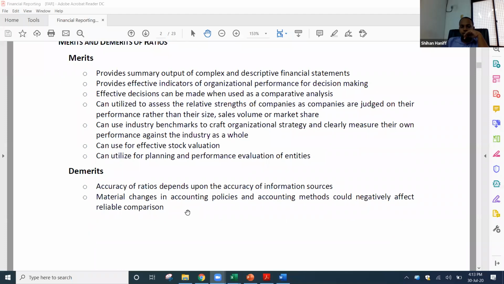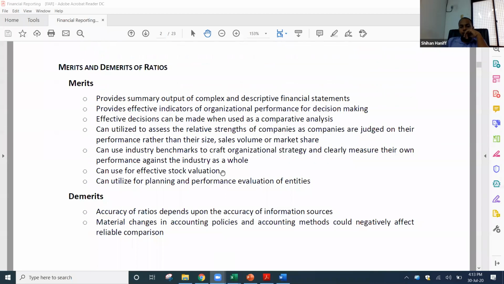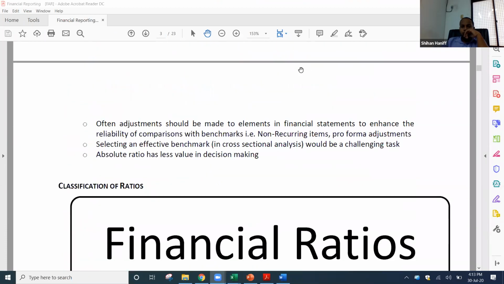And also there are some disadvantages. Ratios depend on the accuracy of information sources. If the information source is wrong, the ratio is also wrong. Another disadvantage is that if you analyze the future based on past ratios, sometimes there can be other factors which will affect the future. So you can't depend 100% on the ratios when you make decisions. So, those are the theory parts. Now we'll move on to the calculations.